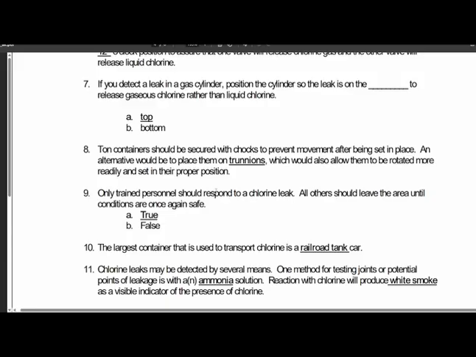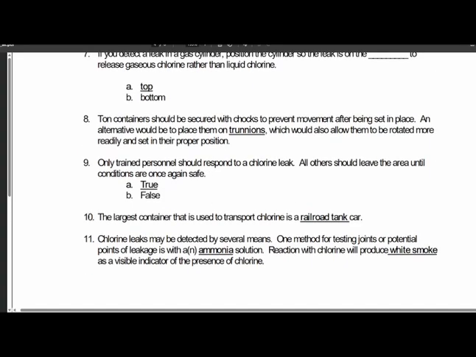Only trained personnel should respond to a chlorine leak. All others should leave the area until conditions are once again safe. The largest container that is used to transport chlorine is a railroad tank car.